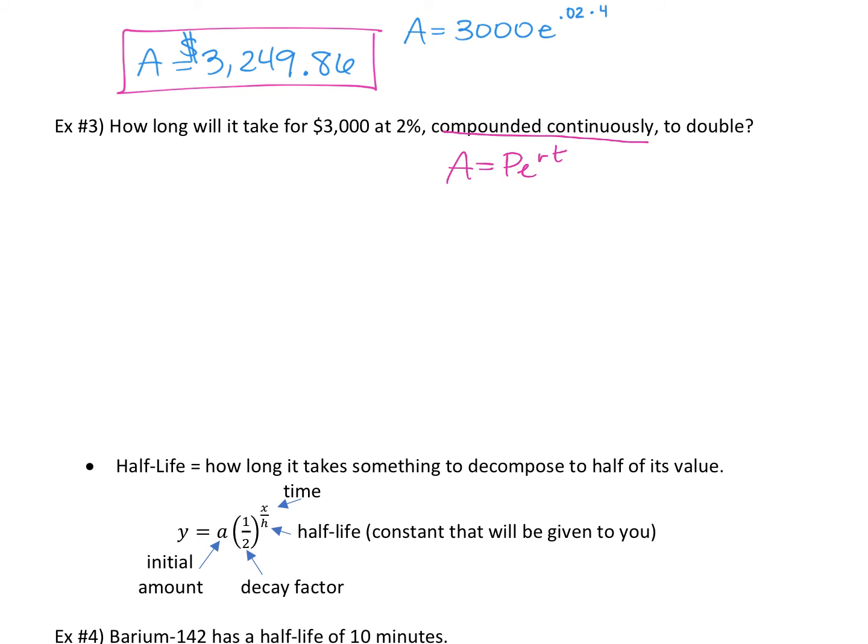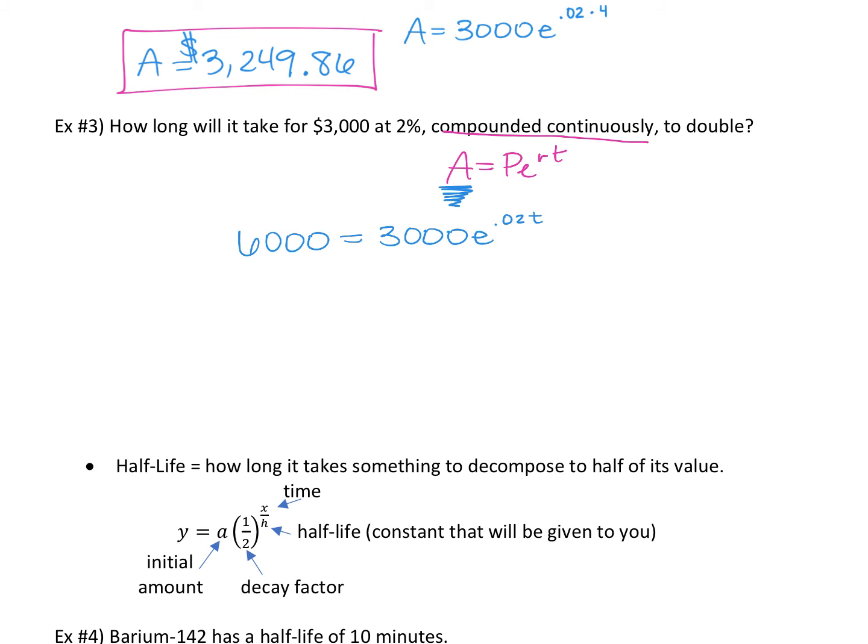Can anyone tell me what number goes there? 2. 6,000. There we go. It started as 3,000. It became double that, so 6,000. So you're going to say 6,000 equals 3,000 times e to the 0.02t.